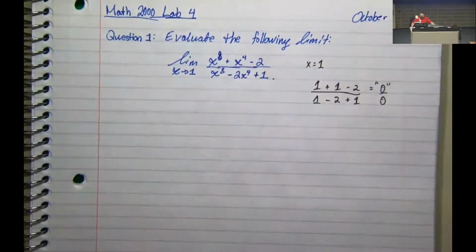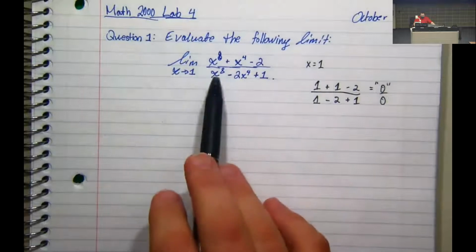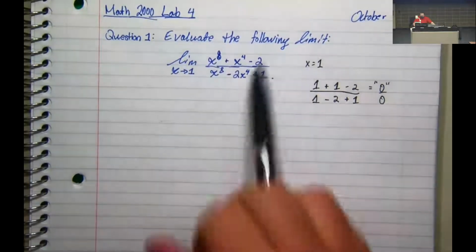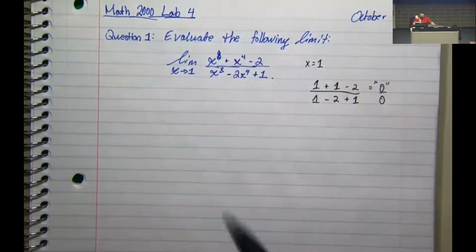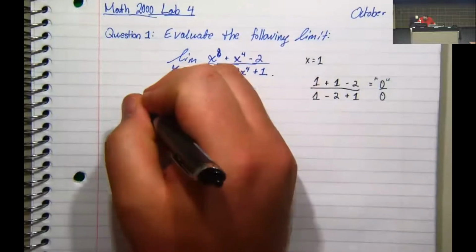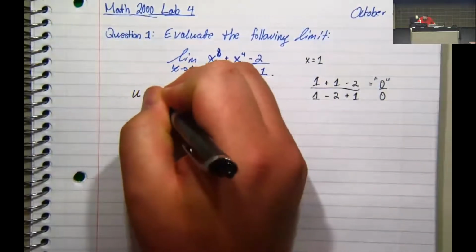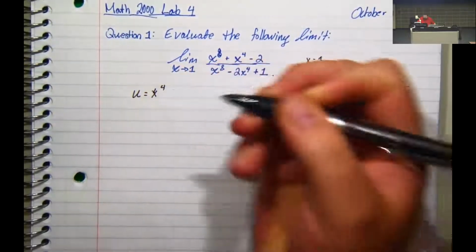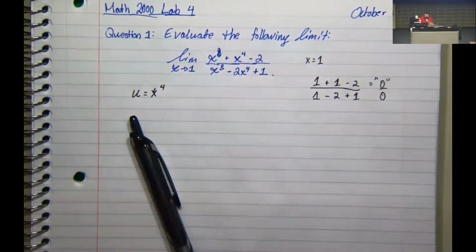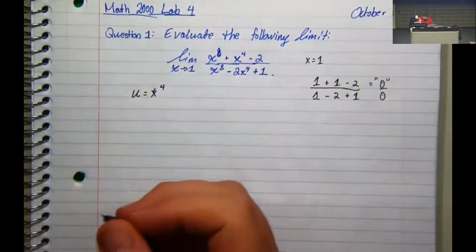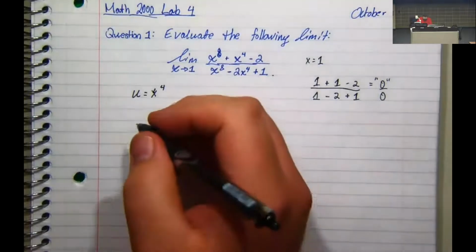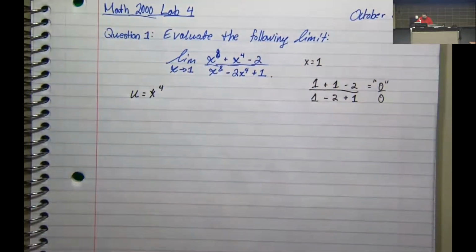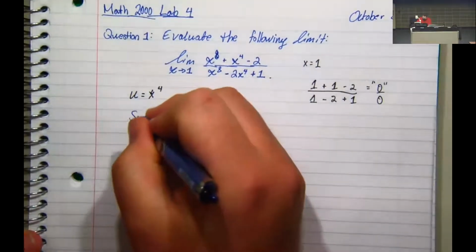So what we're going to do is we're going to say, okay, we have x to the power of 8, x to the power of 4. That's harder to factor. So let's go ahead and just do a substitution of u is equal to x to the power of 4. And we can use the substitution rule, which states, I'm going to just write that as an aside, substitution rule.